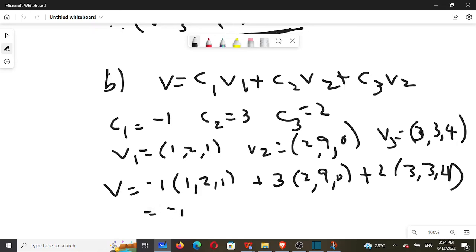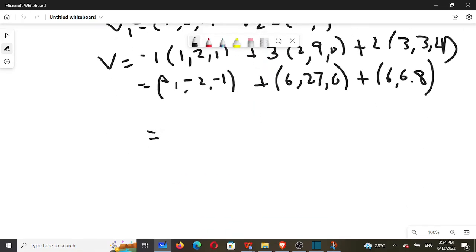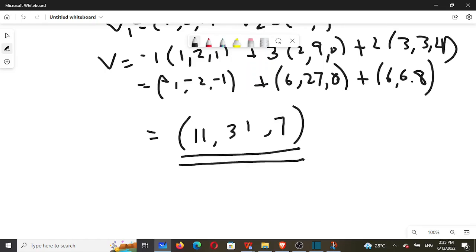which is equal to (-1, -2, -1) plus (6, 27, 0) plus (6, 6, 8), which is equal to: minus 1 plus 6 plus 6, minus 1 plus 6 is 5, 5 plus 6 is 11; minus 2 plus 27 is 25, 25 plus 6 is 31; minus 1 plus 0 is minus 1, minus 1 plus 8 is 7. So this is the answer: (11, 31, 7) is the answer.